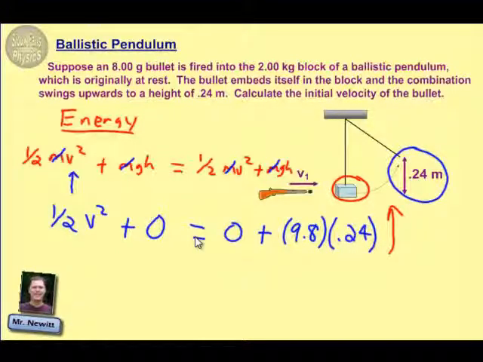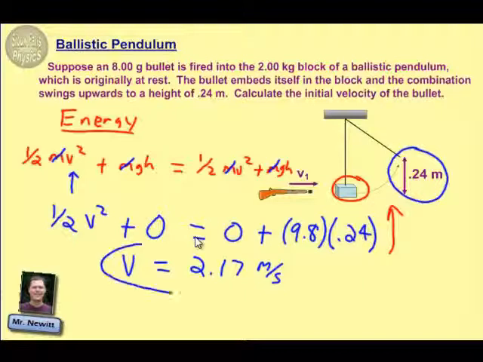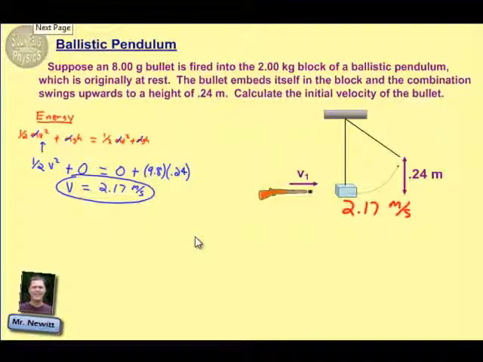So working all of this out, I can figure out the velocity that the bullet and block have together here, and that velocity ends up being 2.17 meters per second. Now the reason it's important for me to know that velocity is because now we're going to transition into a conservation of momentum problem.